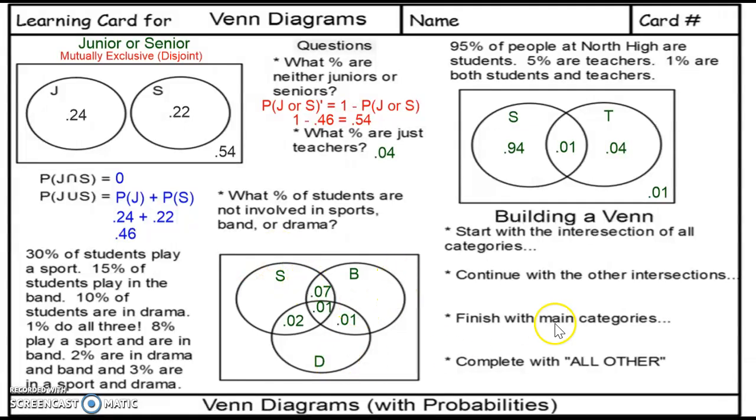Now I can go to the main categories. Let's go with sport. It says 30% of the students play a sport. Well, I already have 7 plus 1 plus 2, which is 10% inside of this circle for sport. So the rest has to be 20%. So if we add up everything that's inside the sports circle, I get 20 plus 2, which is 22, plus 1, which is 23, plus 7, which is 30, and there's my total of 30%.